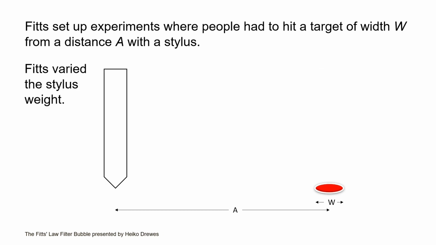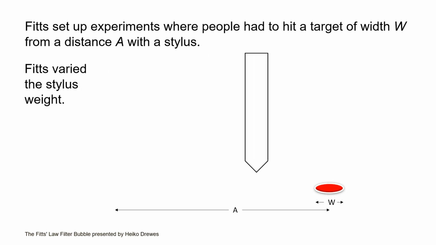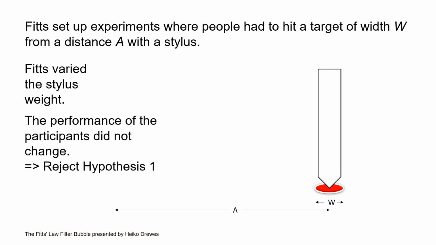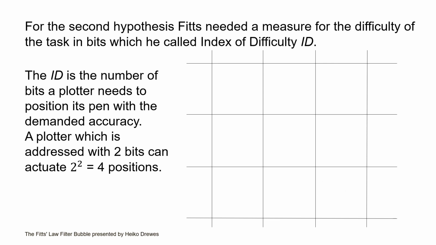Fitts varied the stylus weight, but participants' performance did not change. Consequently, he rejected hypothesis 1. For the second hypothesis, Fitts needed a measure for the difficulty of the task in bits, which he called the index of difficulty. There's information in accuracy, which is easy to understand when looking closer at a plotter, or laser cutter or 3D printer.